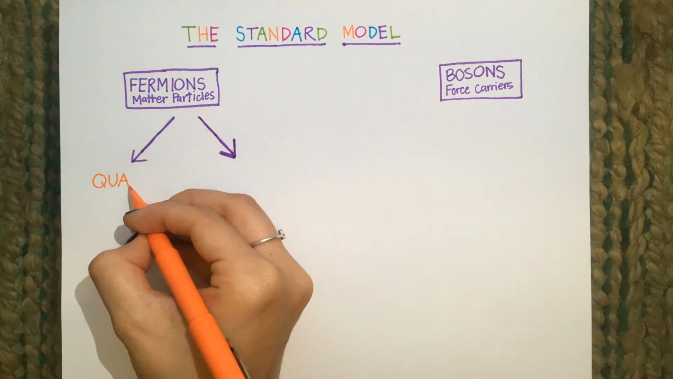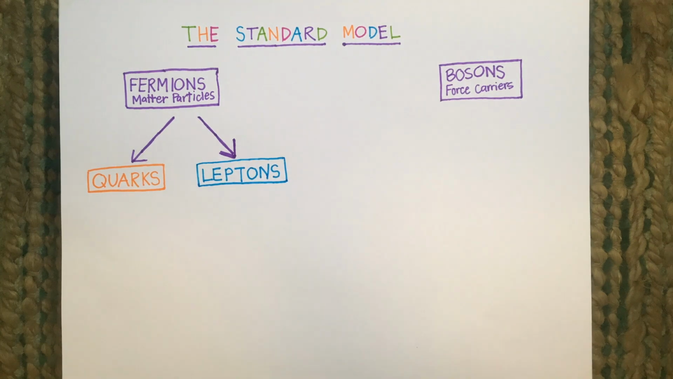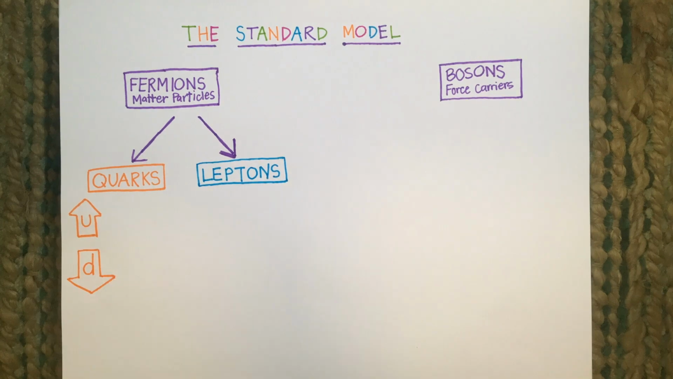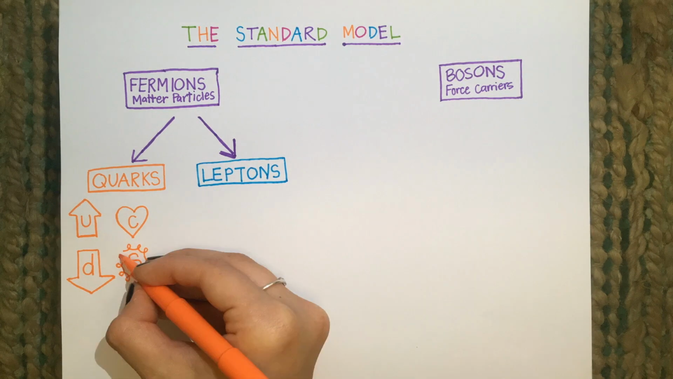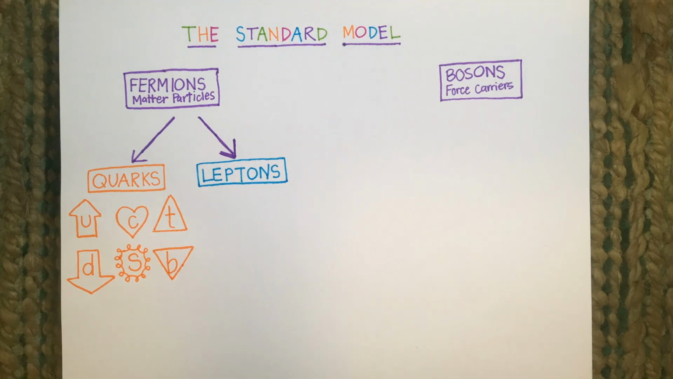Now, there are two types of fermions, quarks and leptons. Now, the quarks come in different, what we call flavors, kind of like ice cream flavors, except these flavors have very funny names. There's the up quark and its counterpart, the down quark. Next up are the charm quark and the strange quark, followed by the top quark and the bottom quark.